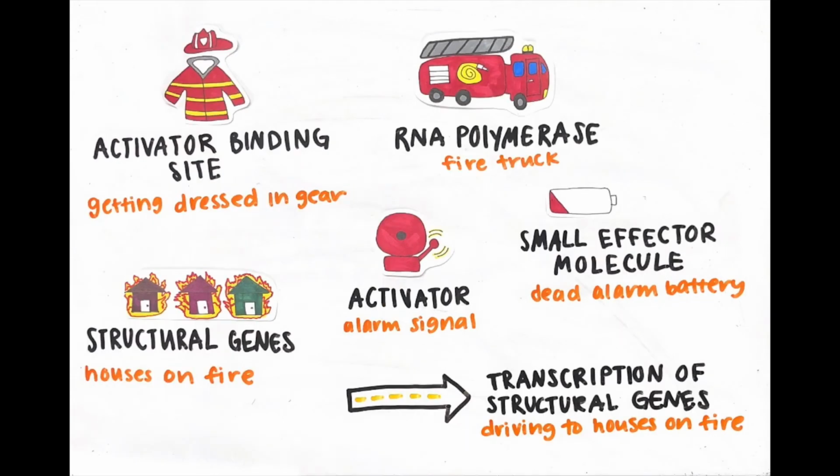Here's a quick guide of how my analogy works. The activator protein is represented by an alarm signal. The small effector molecule represents a dead alarm battery. The activator binding site is the action of getting geared up. The RNA polymerase is represented by a fire truck. The structural genes are represented by houses that are on fire, and transcription of structural genes is the action of driving to the houses on fire.